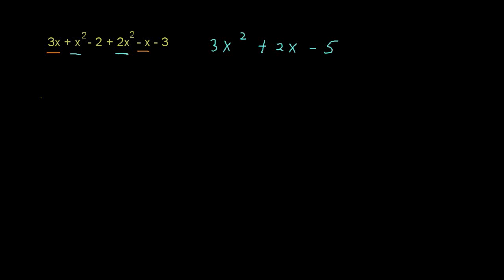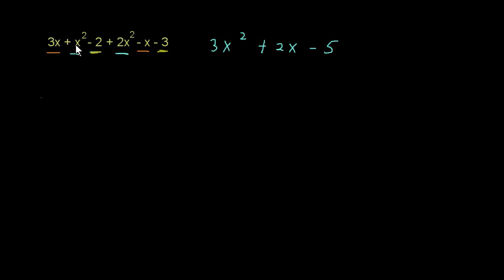And how about constant terms? Yes, I see a constant term here. I have a negative 2 and a negative 3. Actually, I wanted to change colors. So the negative 2 and the negative 3 are also like terms. So let's go ahead and combine them, which means add them together.